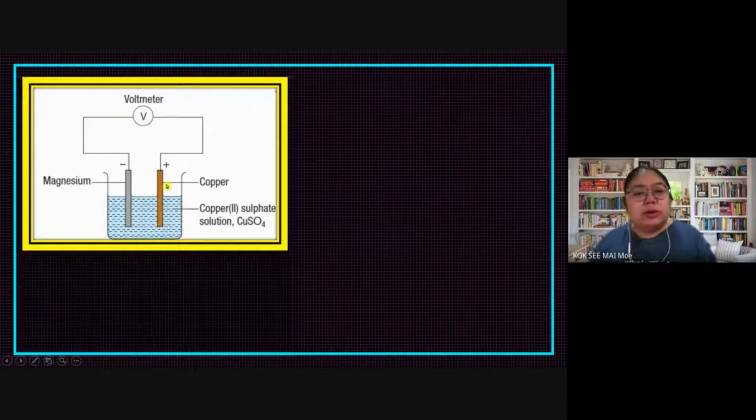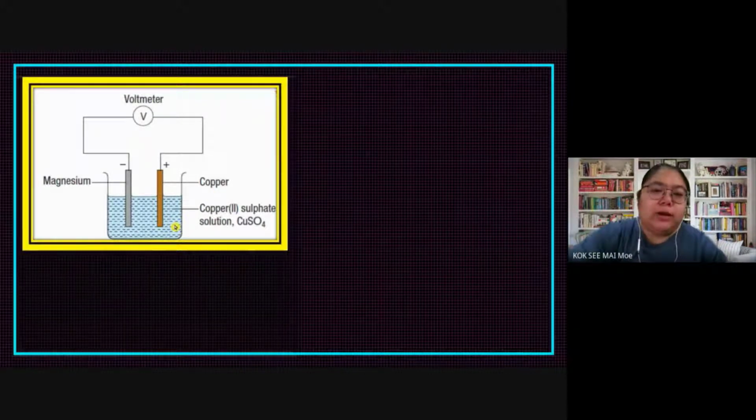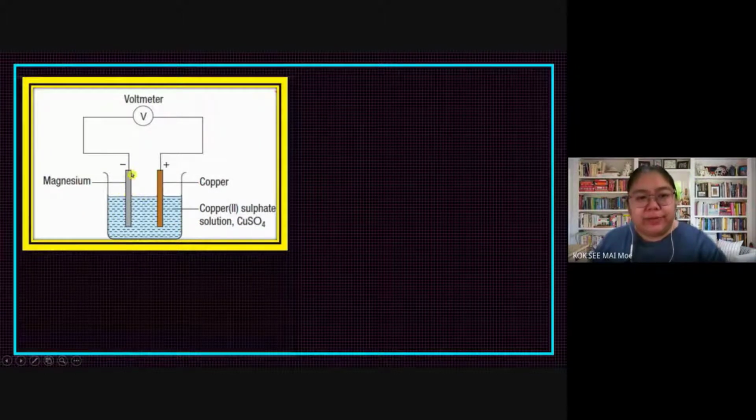Okay, now we're still using the electrodes. One electrode is called magnesium. Another one is copper. Then we still have the electrolyte. The electrolyte now is copper(II) sulfate solution. Now you will ask about the electrodes. Why must magnesium be put at the negative? Why will the copper be put at the positive?